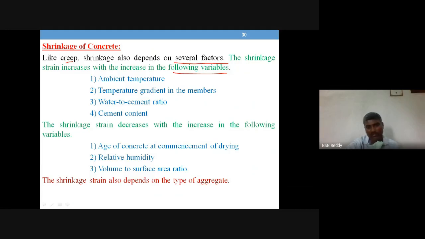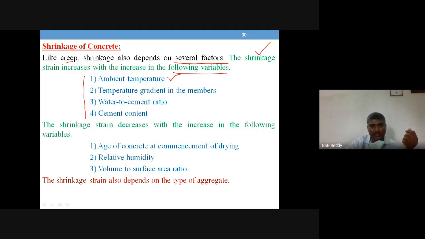So we are going to see now, with the following variables, if they are increasing, shrinkage also increases. For example, ambient temperature means the exposure of concrete to the temperature. If the temperature is less, maybe 10 degrees or 20 degrees, the shrinkage will be less. If the temperatures are 40 degrees, 50 degrees, then shrinkage will automatically increase because the drying process will be very high. You lose much water because of the temperature.